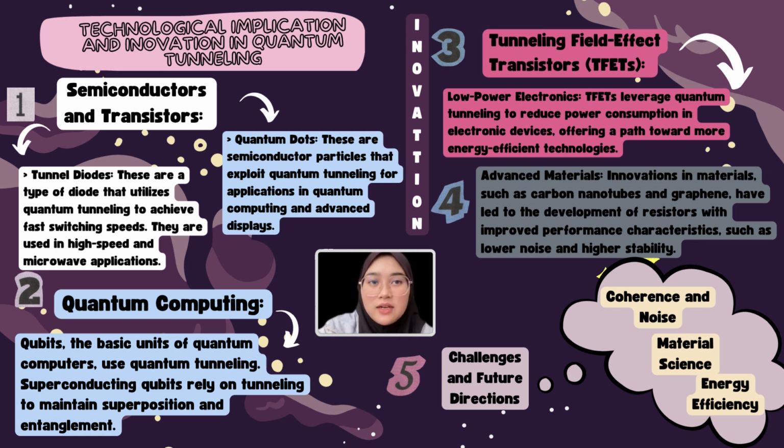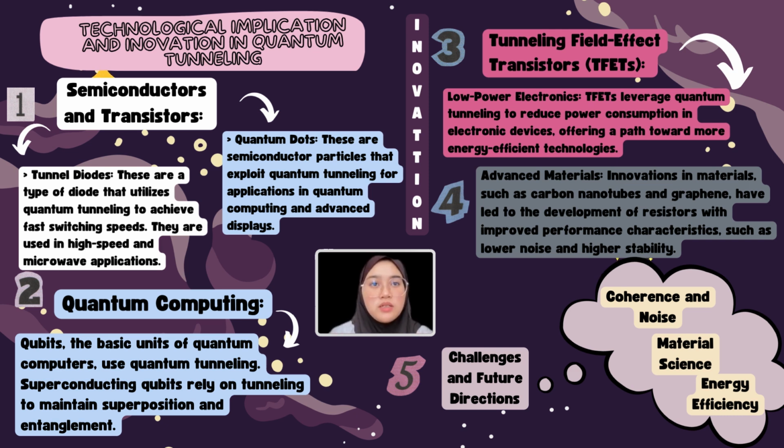Point number 3, tunneling field effect transistor. So it is about low power electronics. Tunneling field effect transistors leverage quantum tunneling to reduce power consumption in electronic devices. So it's offering a path towards more energy efficient technologies. And the fourth one is about advanced materials. Innovation in materials such as carbon nanotubes and graphene have led to development of resistors with improved performance characteristics such as lower noise and higher stability.